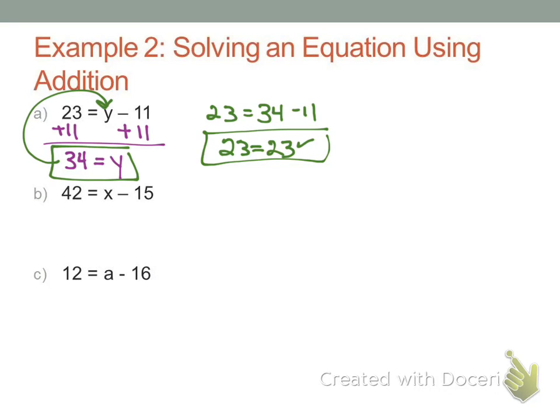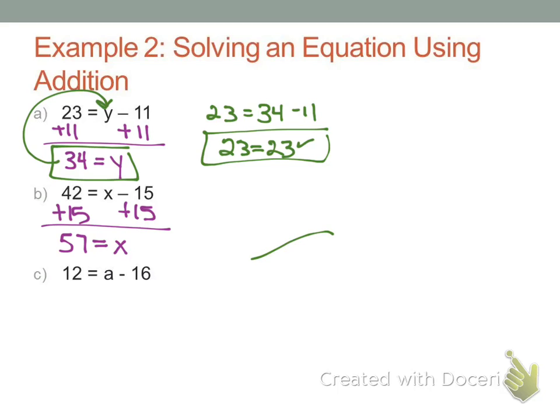All right, so Mason, what am I going to do to solve for x on B? What do I need to do? You're going to add 15 to negative 15, and 0, bring down the x, and 42 plus 15 is 57. All right, 57 equals x. Is that what you got, Colin? Did you get 57? I got x equals 57. All right, good job.